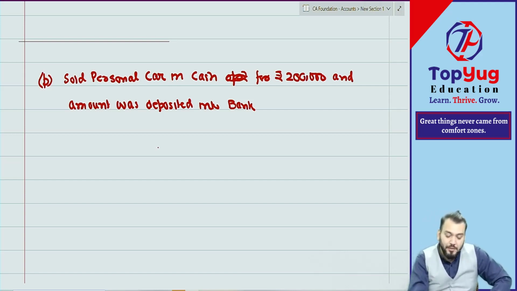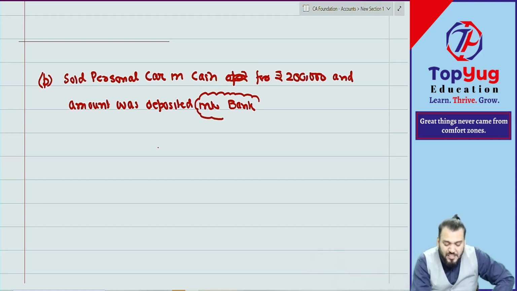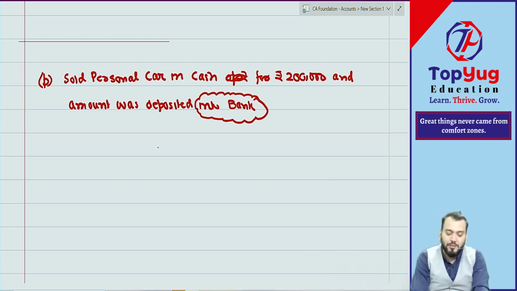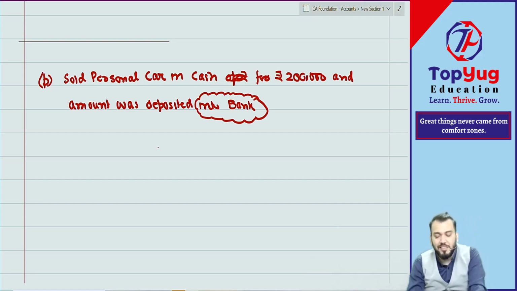Whenever I say bank and nothing is given, it will be a business bank account. Understood? Because I am just giving you transactions for business. So this bank will be a business bank, not a personal bank account. Correct? So what do you think? What will be the journal entry? Think and say. Sold personal car in cash, so of course you receive cash, and that amount was deposited into bank.